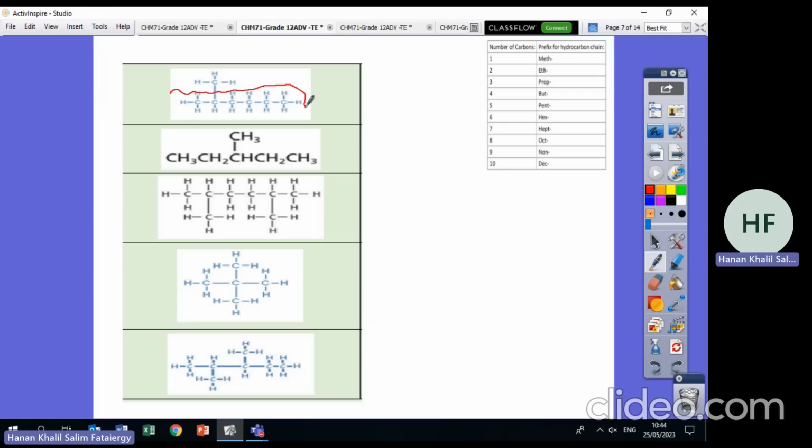As we said previously, we will name the parent, and then we will see where is the branch, and we will name the branch. At carbon number 2, I have methyl. And then the parent is 1, 2, 3, 4, 5, 6. So this is hexane. Now here, this is the parent chain. 1, 2, 3, 4, 5. So this is pentane. And I have at number 3, methyl.